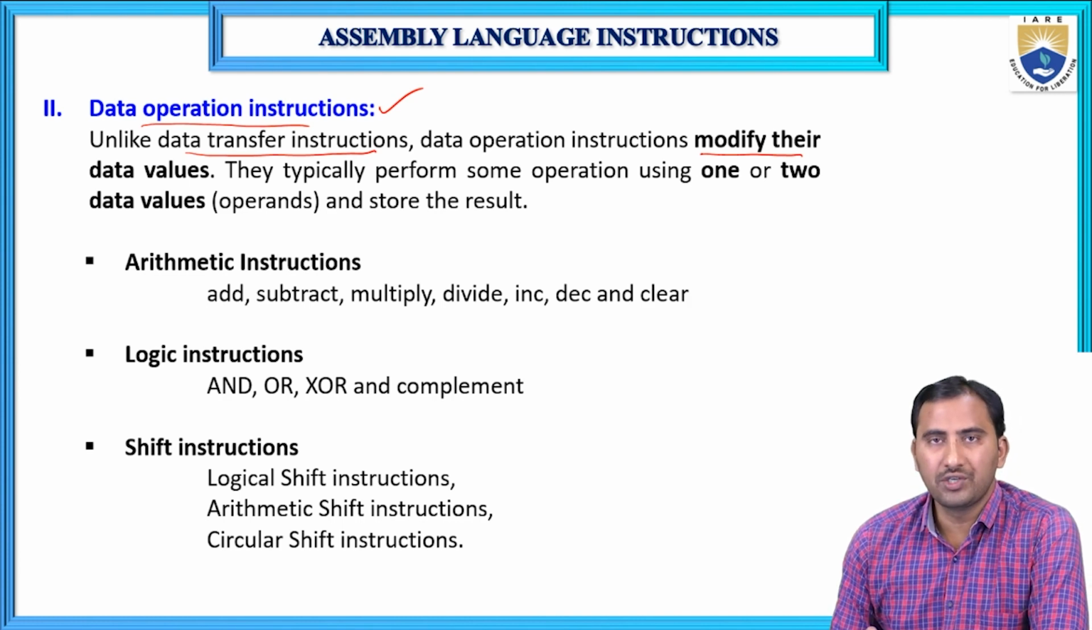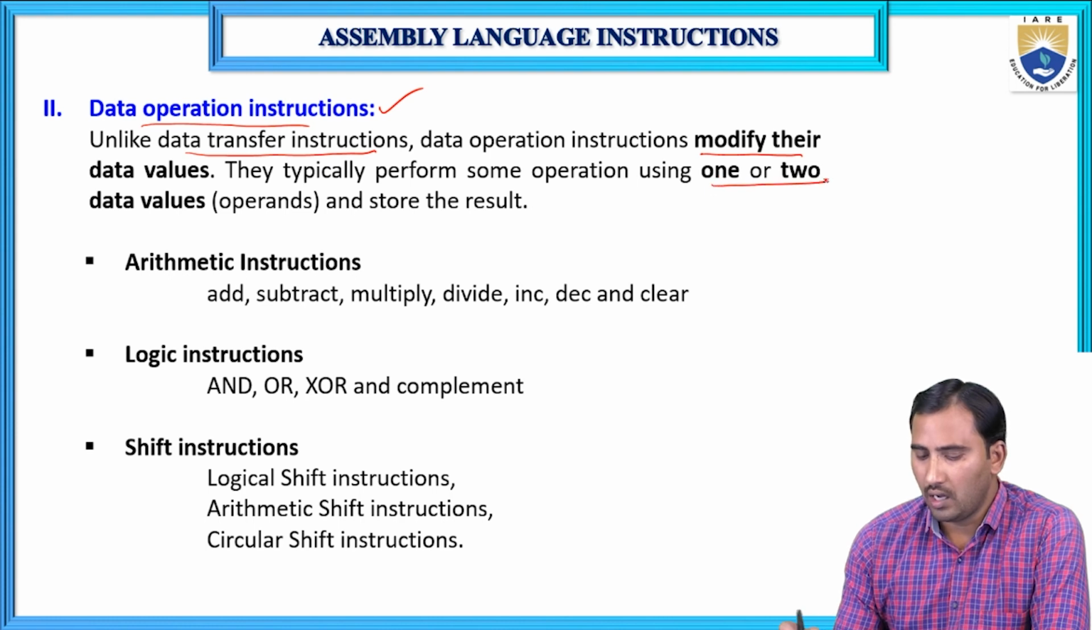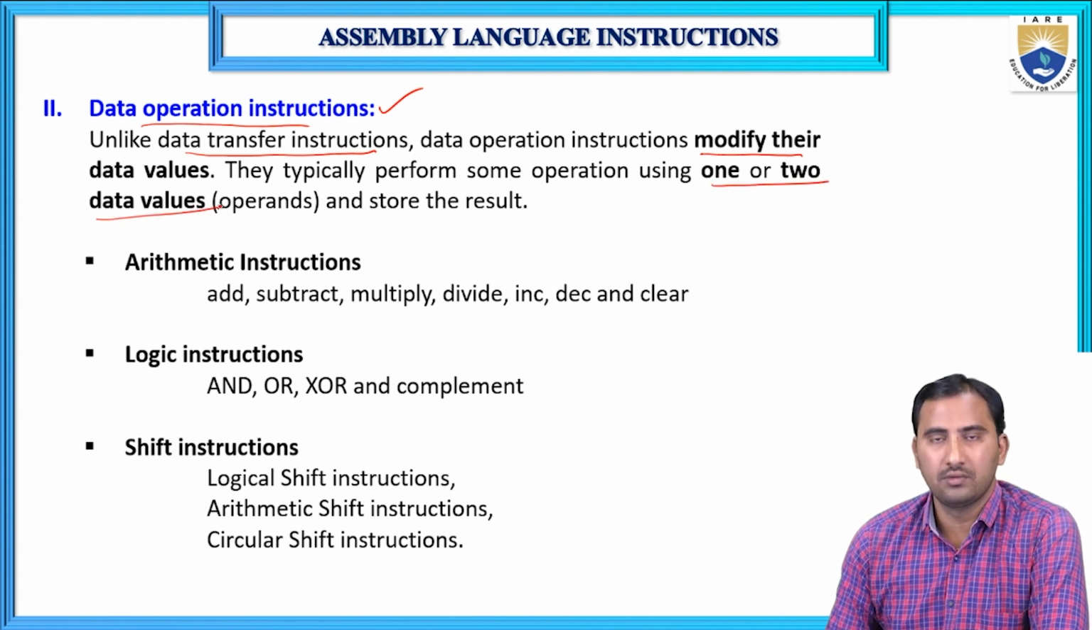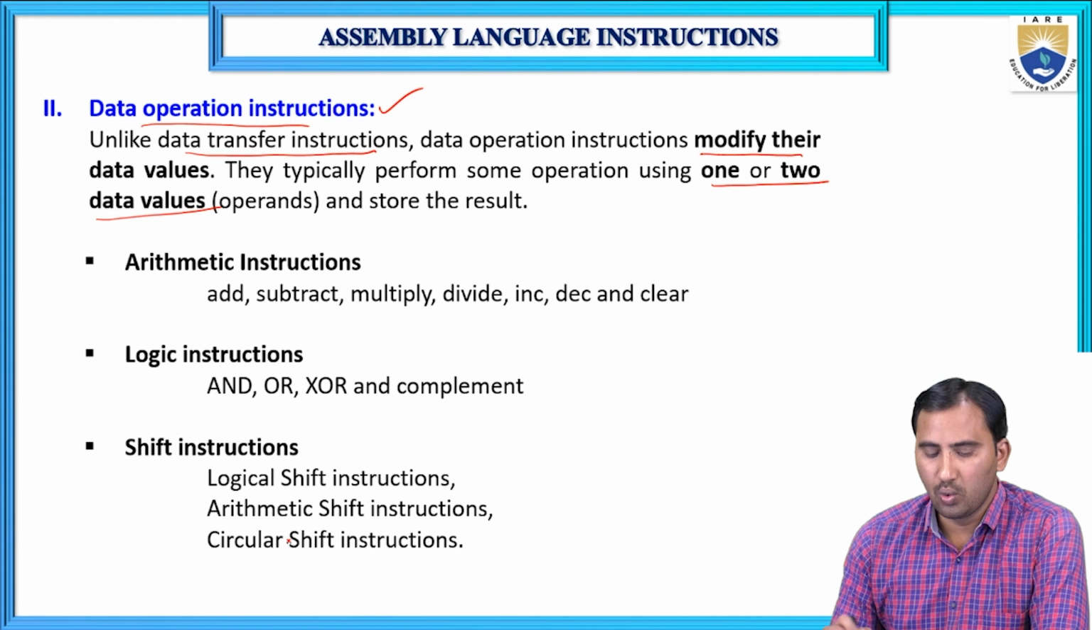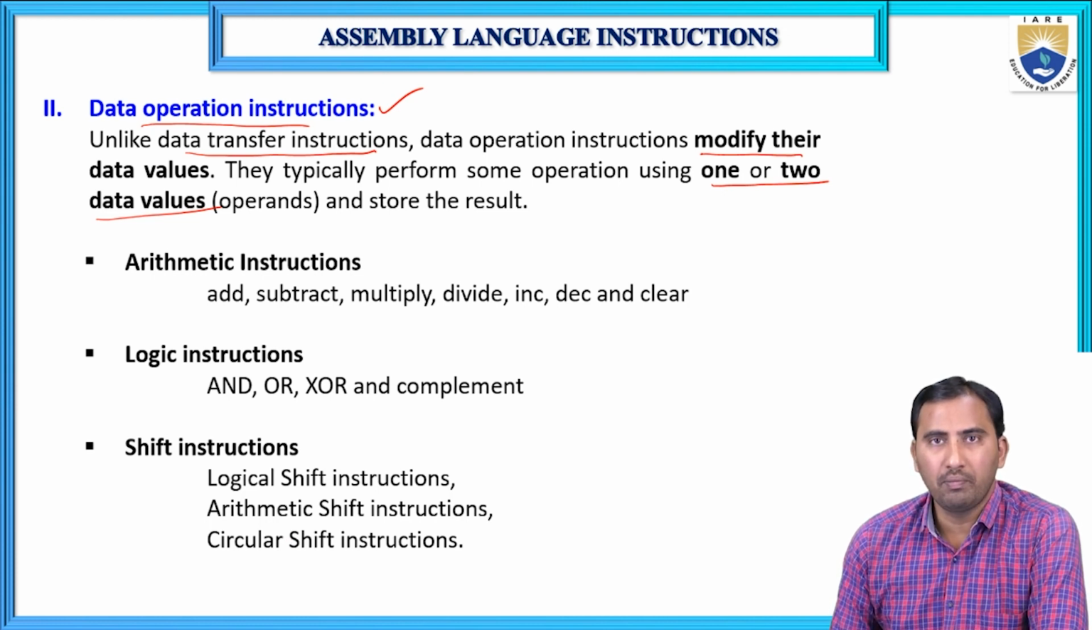So these data operation instructions will operate on one or two data values. That means, in order to perform the data operations, sometimes it requires only one operand, but sometimes it requires more than one. That means two operands are required.